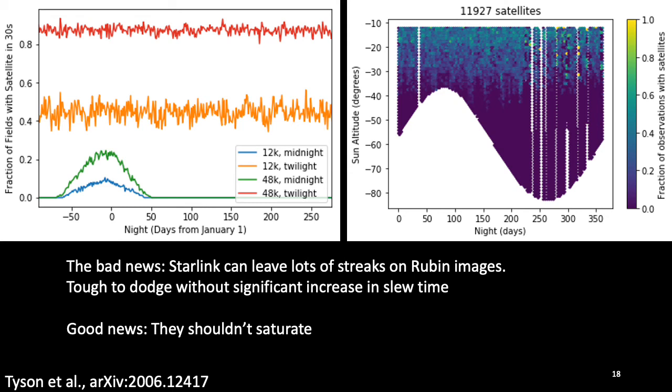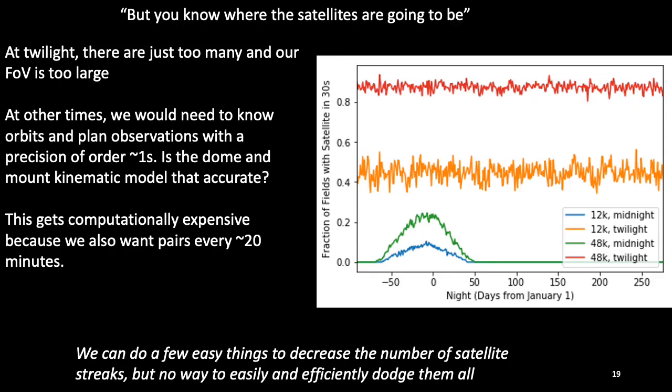Wintertime, in the middle of the night, the sky is clear, but the rest of the time we will definitely have some satellites. The good news is these satellites should not saturate images. So there will be streaks, but they're not saturating, so they're not going to blow out entire CCDs worth of data. A lot of people say, but you know where the satellites are going to be. Why can't you just dodge them? At twilight, there are just too many. Our field of view is so large, there's really no place to point the telescope to avoid them completely.